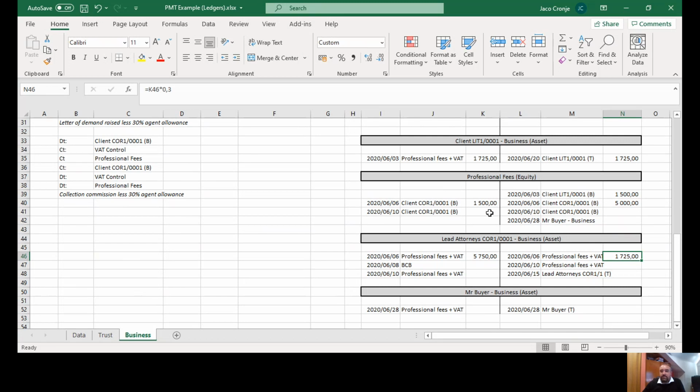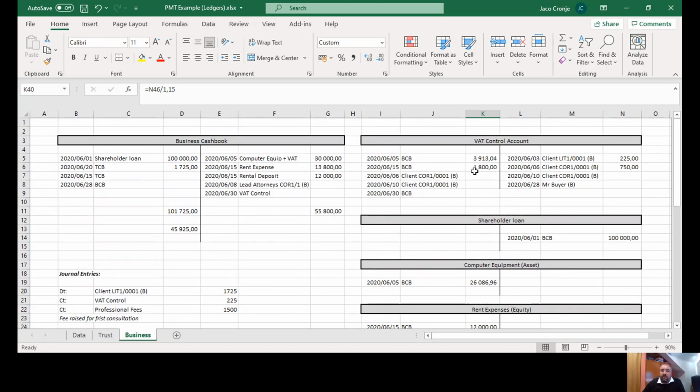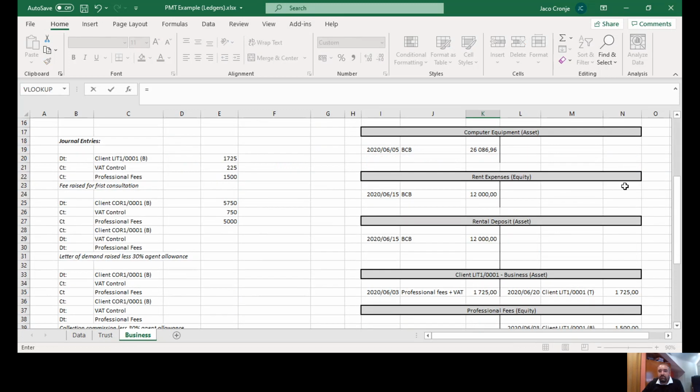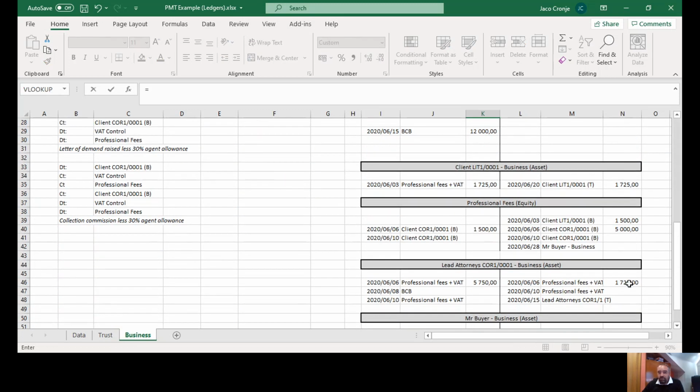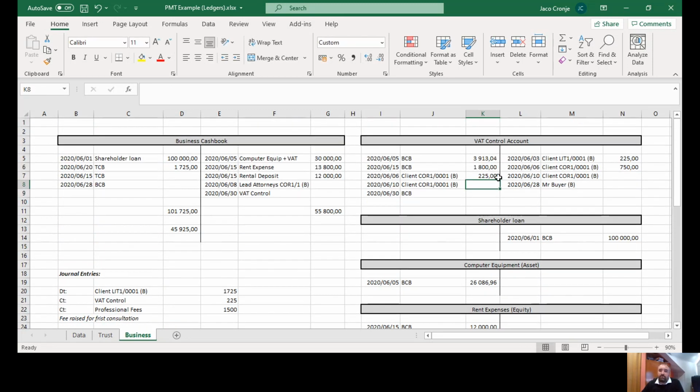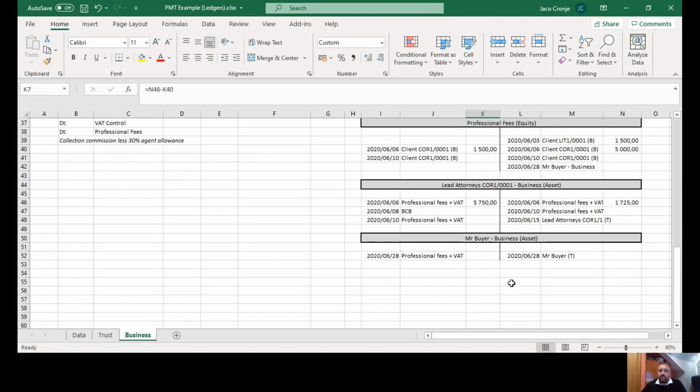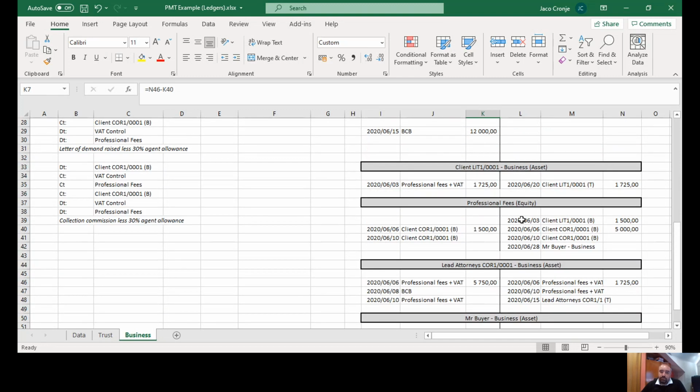I've got a credit of 1725. I've got a debit of 15. So it means I need to account for the VAT, because now I'm telling SARS, but listen guys, I'm not going to pay you 750 because I didn't make 5K. I'll pay you 750 less the difference between my inclusive amount and my exclusive amount. So I'll owe you 750 less the VAT on my agent's allowance.